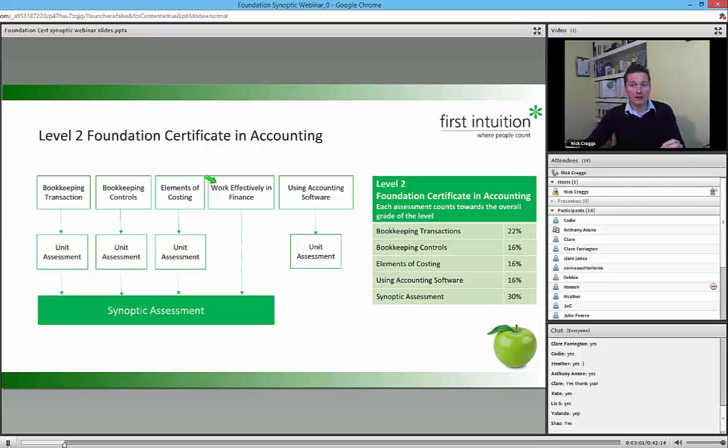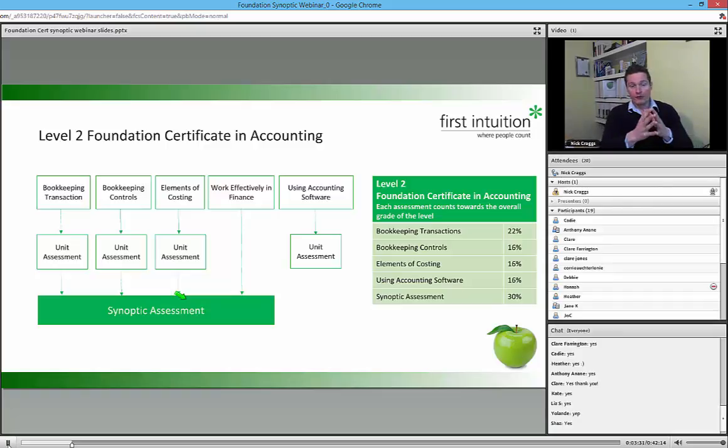So all that material that we used to teach in working effectively, then tested in the AQ 2013 working effectively exam, is still there. However, it is tested in the Synoptic Assessment. So you'll still need to learn all that material, but it will be tested in the Synoptic Assessment along with some of the material from bookkeeping transactions, bookkeeping controls, and elements of costing. So in effect, that exam is an exam on 4 different units.